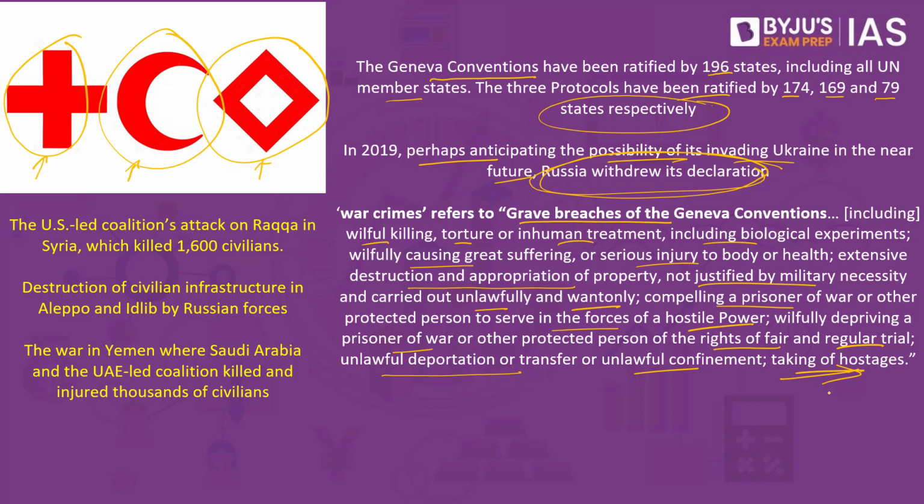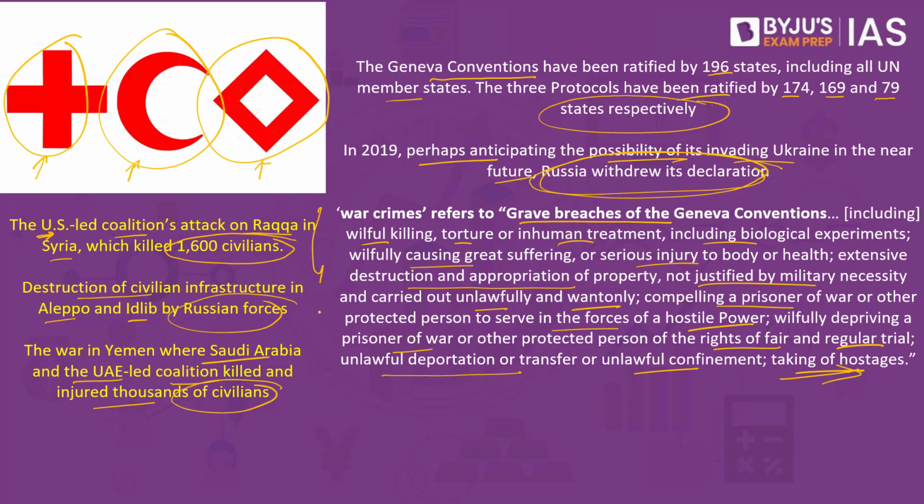Now the question is, is the Geneva Convention able to hold on to war ethics? Examples point out no. Why? Because some of the permanent members of the United Nations have themselves violated the Geneva Conventions. Let's take the example of the United States of America. The United States-led coalition attack on Raqqa in Syria killed as many as 1,600 civilians. Then there was the destruction of civilian infrastructure in Aleppo and Idlib by the Russian forces. Then the war in Yemen, where the Saudi Arabia and United Arab Emirates-led coalition killed and injured thousands of civilians.